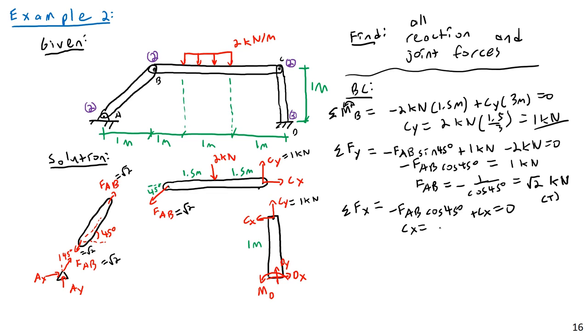Cx then is going to be equal to FAB times the cosine of 45 degrees, or root 2 times the cosine of 45 degrees, and I get, of course, exactly 1 kilonewton. So actually, this is turning out to be a rather boring problem, but I guess that's what happens when you set all dimensions to 1 meter, and then you put things at 45 degrees. Oh well, that's okay. So lots of repetitive answers here, but that's okay. Cx is 1 kilonewton.